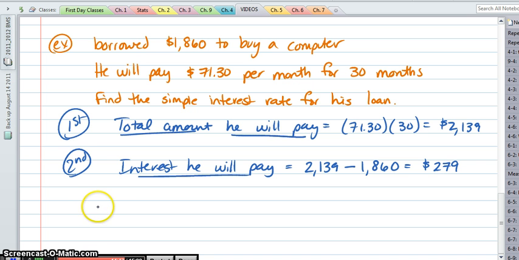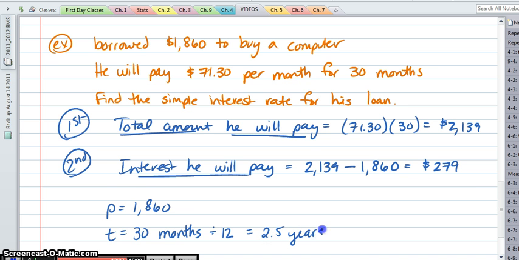Now let's go ahead and organize our information. The principal amount borrowed was $1,860. T was 30 months, but remember, in our equation I equals PRT, 30 months has to be converted into years. We're working with years. So how do you change months into years? You divide by 12. There are 12 months in every year, and you'll get 2.5 years.